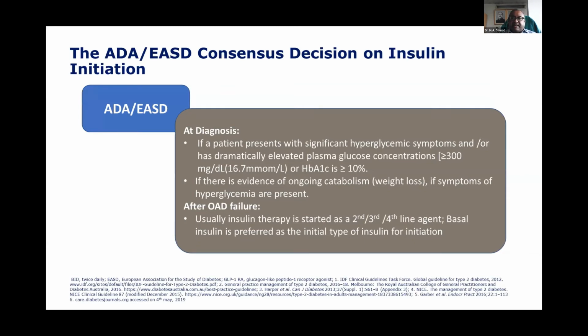But there is an ADA and EASD consensus decision on insulin initiation. It says if there is significant hyperglycemia with symptoms, or there is a sudden rise of very high blood glucose concentration, that is more than 300 milligram per deciliter, or hemoglobin A1C is more than 10%, you have to initiate insulin. If there is continuous catabolism, that is continuous weight loss with symptoms of hyperglycemia, you have to add insulin. And of course, where there is OAD failure, you have to initiate insulin.